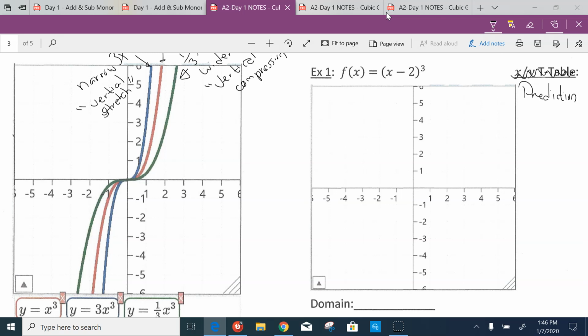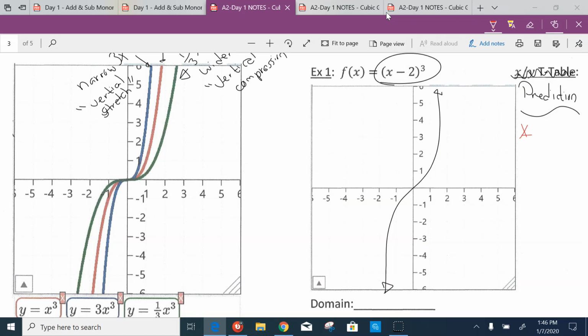I know my basic parent graph, the one I had on the first page, was a nice graph that goes up from the bottom, hits 0, and then comes up like that. That would be my basic parent graph. But in this equation, I have x minus 2 to the third power. So I have to predict what's going to happen.